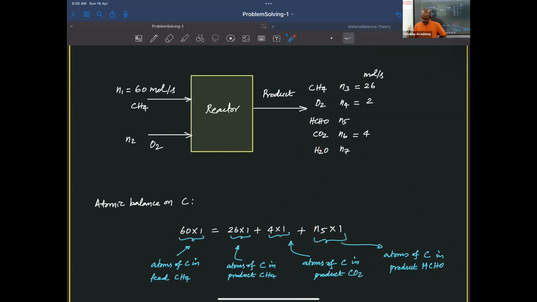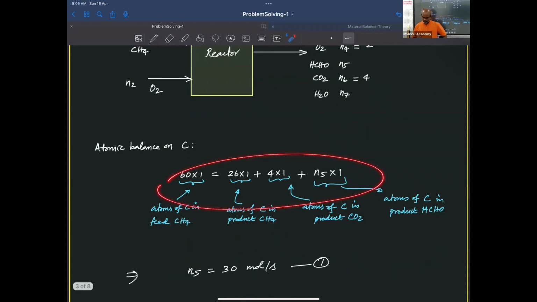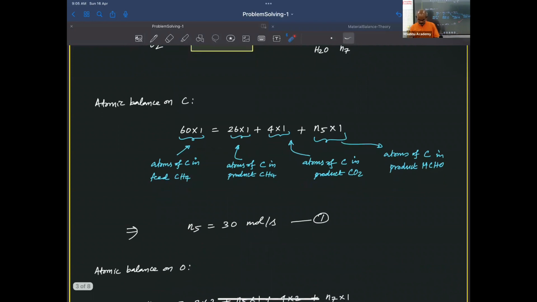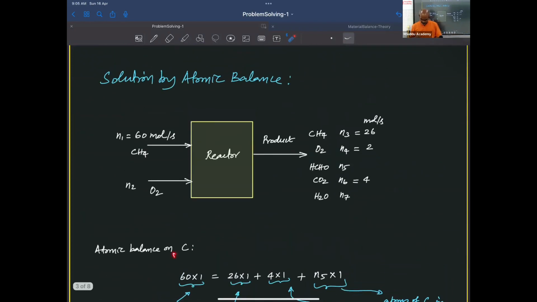Likewise, C is also there in the formaldehyde. So the formaldehyde molar flow we don't know, which is simply N5. In 1 mole of HCHO we have 1 C atom, so in N5 HCHO we'll have N5 into 1. So this is the atom balance on C, from which we can solve for N5. Otherwise we'll get the flow of HCHO, but what is still needed is the flow of O2. For that, let us still have this value. This atom balance on C is over.